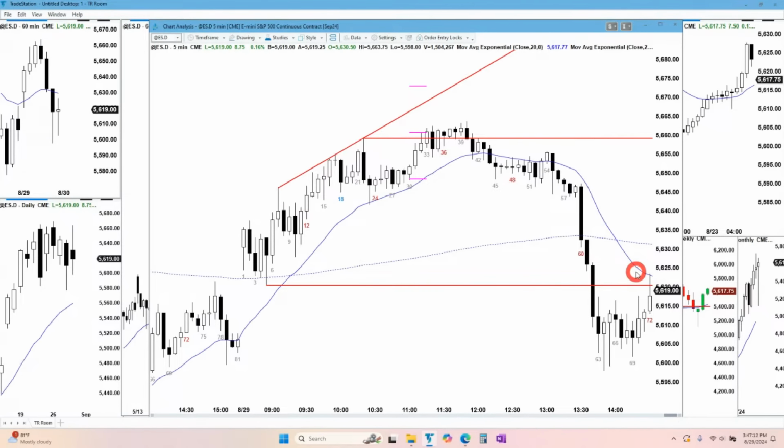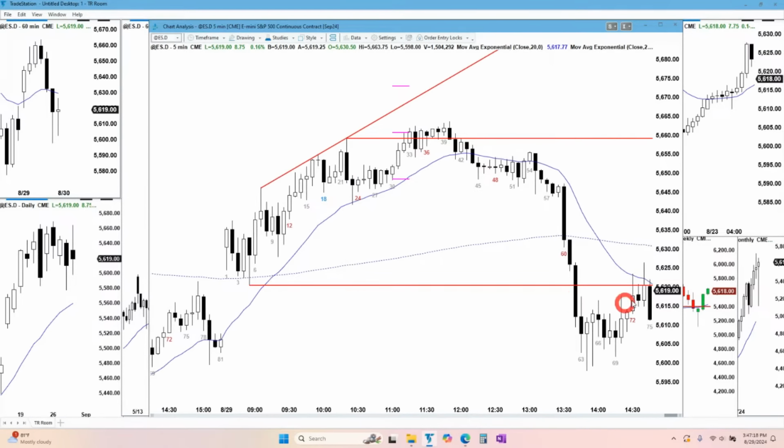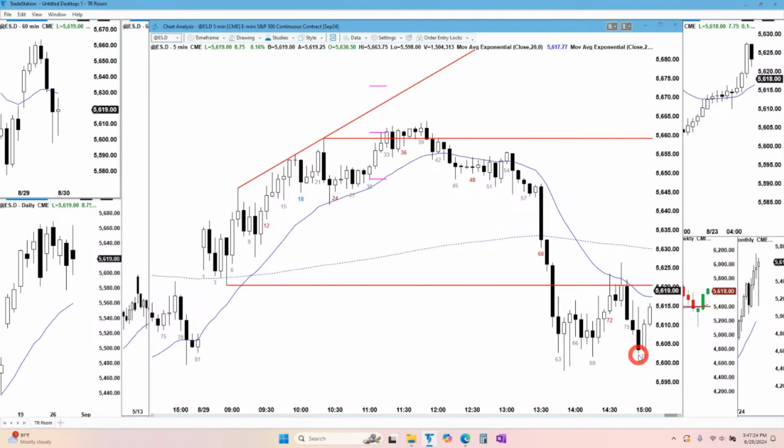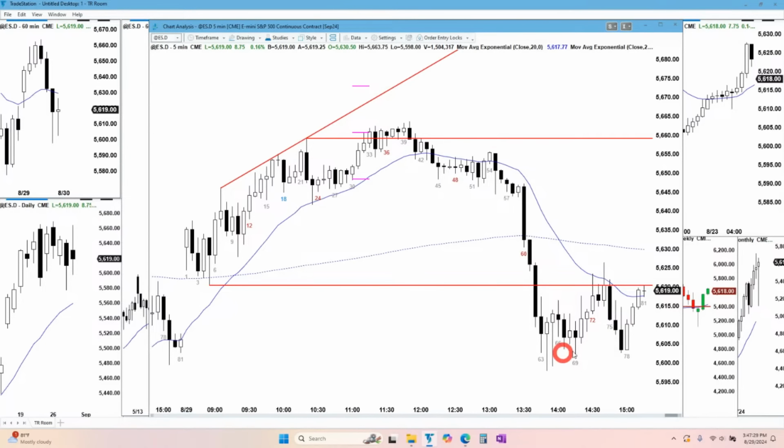If anything, you have bulls selling out of their longs and bears looking to go short, but late in the day. And you can see 72 got another push up, forming a wedge, 74. And then we tested down to the lows on 75, 76, 77. And then we pretty much went sideways into the close.